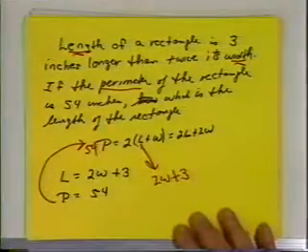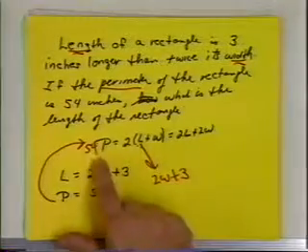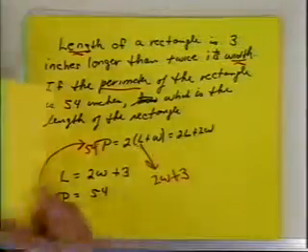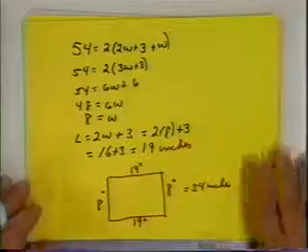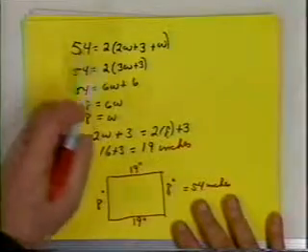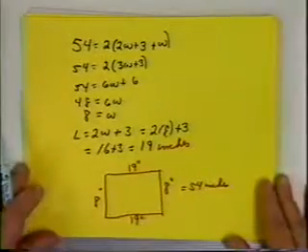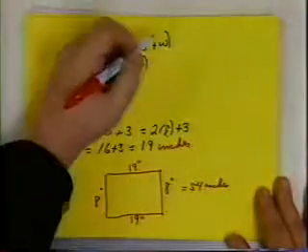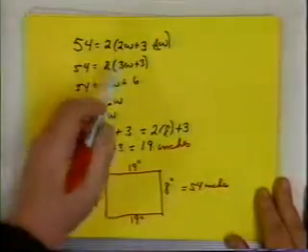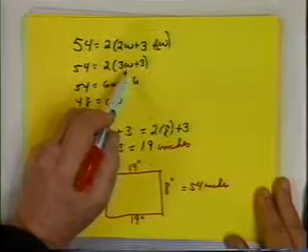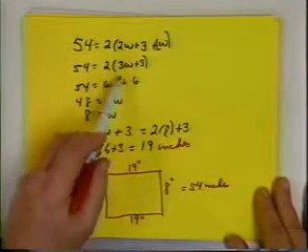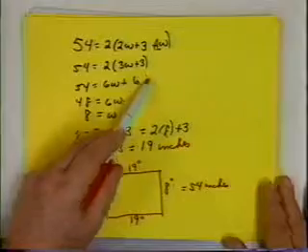2w plus 3. So if I replace p by 54 here, and L by 2w plus 3, what do I wind up with? 54 is twice. Now what's in the parentheses? 2w plus 3 plus w. Now remember, w is the same as 1w. 2w and 1w is 3w. So I have what? 3w plus 3 inside the parentheses.